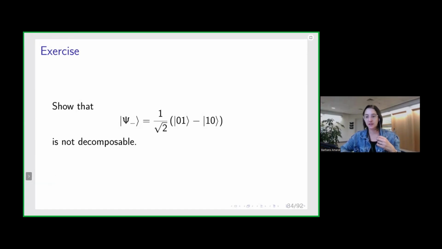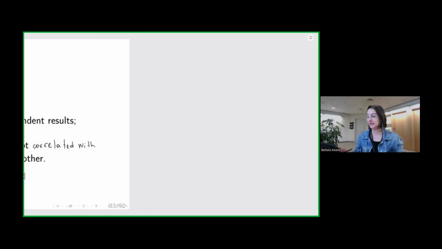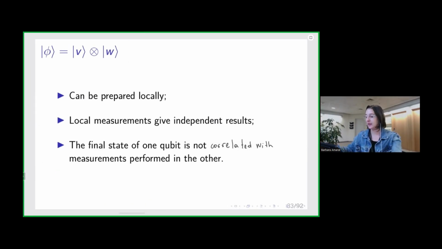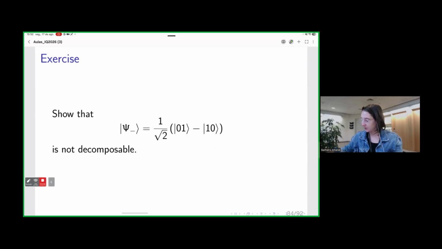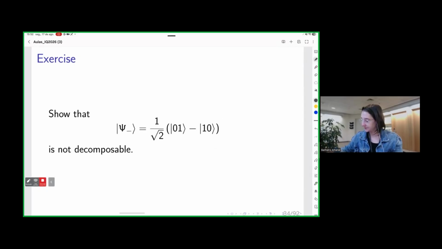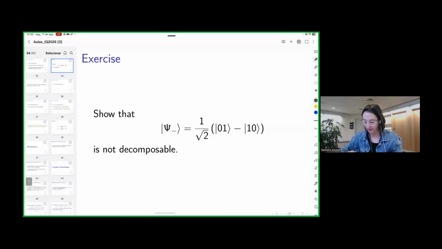In quantum systems, especially for quantum bits, it's not always the case that the states can be written in this form. So there are states that are not decomposable. So let's do that. Questions so far?